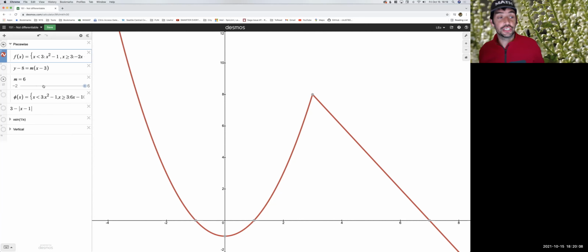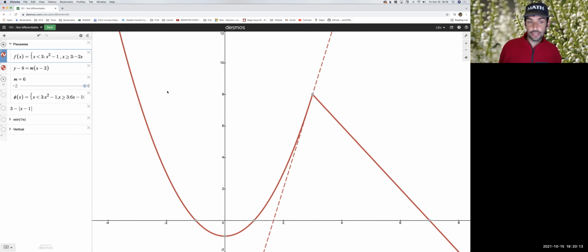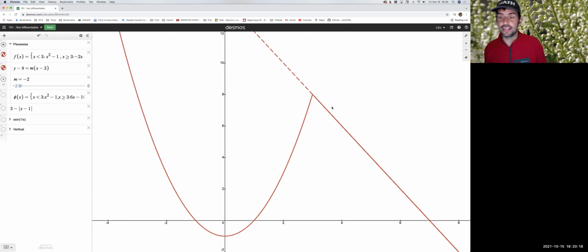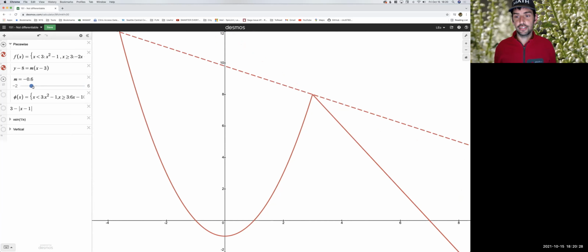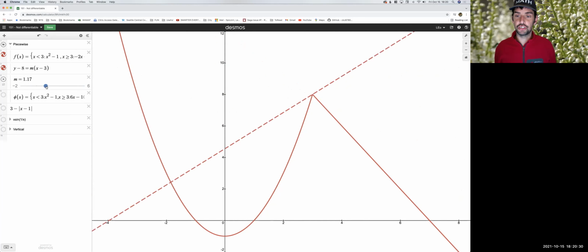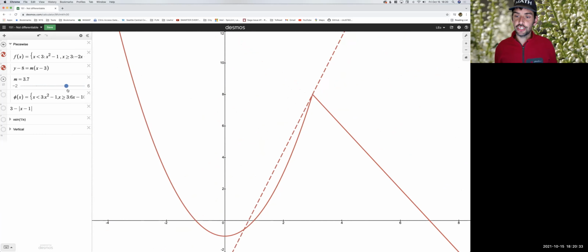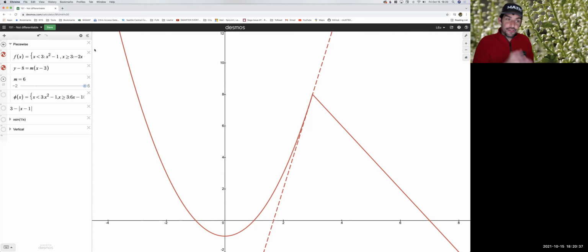Let's put it this way. Here's the continuation of that line that defines the second half of our piecewise function. If I changed this line, so it's going to keep going through that point, I'm just changing the slope. If I changed it until it matched up with the direction that the parabola it's attached to is moving, now we will have a differentiable function.